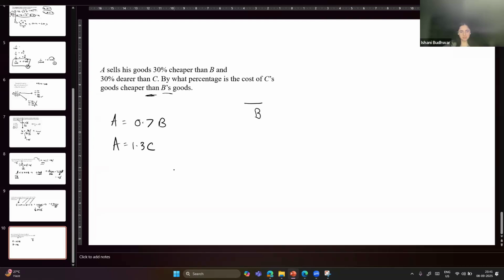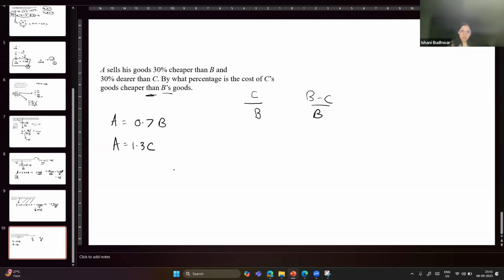C. What is in the numerator? C. So read the question again. By what percentage is the cost of C's goods cheaper than B's goods? Or B minus C, or C minus B. C is cheaper than B, so it could be B minus C.